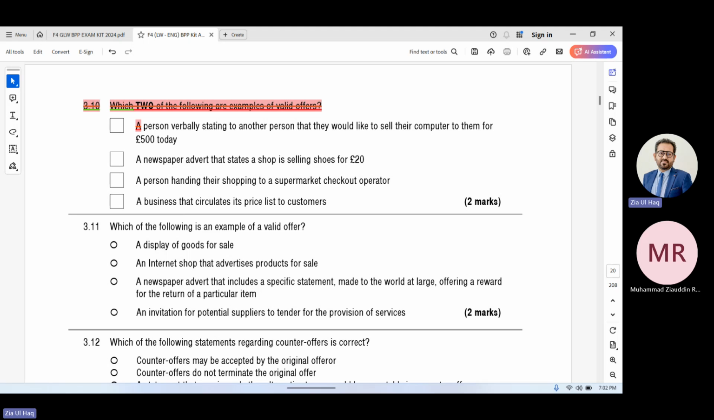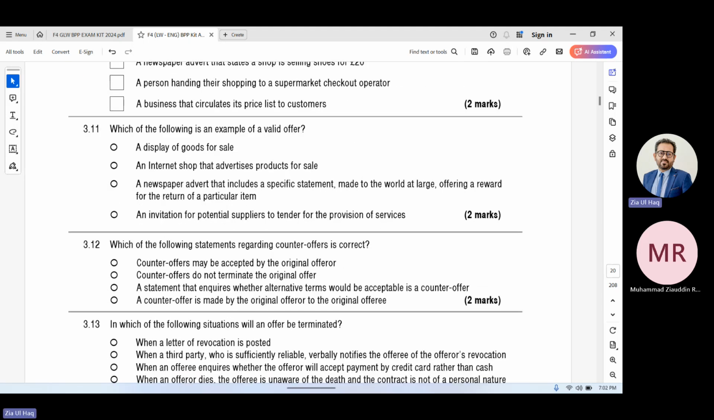Okay, A and C. 3.11. Which of the following is an example of a valid offer? A display of goods for sale. This is an invitation to treat. Shop display, advertisement, invitation to treat. An internet shop that advertises products for sale, invitation to treat. Any advertising or any display is an invitation to treat.